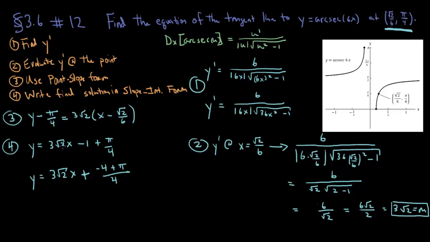Okay, so the issue here is that we have to first remember the derivative. Once we remember the derivative, there's a little bit of simplification involved, not a whole lot, but there's a little bit of algebra right here. But once we get the slope, it's not too bad. So just be careful with your arithmetic and your algebra, and you should come out just fine. So here we are, final solution. y equals 3 root 2 x plus negative 4 plus pi, all divided by 4.